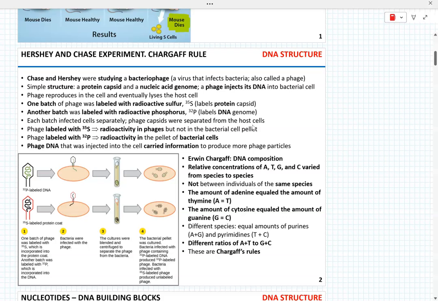To further prove the role of DNA as a storage of genetic information, Hershey and Chase performed a famous experiment of bacteriophage infection of bacteria. A bacteriophage is a virus that can infect bacteria. In some cases, it is called a phage. It has a pretty simple structure, a protein capsid that surrounds a nucleic acid genome. During the infection, a phage injects its DNA into bacterial cells. Once the genome is inside the cell, the phage will reproduce and eventually break out of the host cell, lysing it.